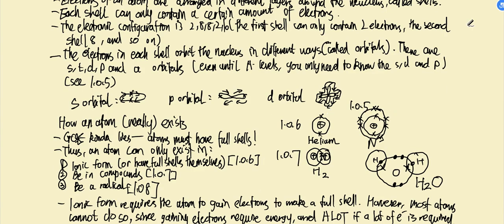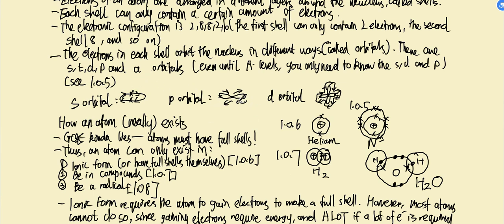So actually, it's s orbitals, p orbitals, d orbitals, and there's something called an f orbital. You actually don't need to know the f, but you just have to know the s, p, and d. So the s orbitals just go in like a circle, very easy. It can only contain 2 electrons at a time.